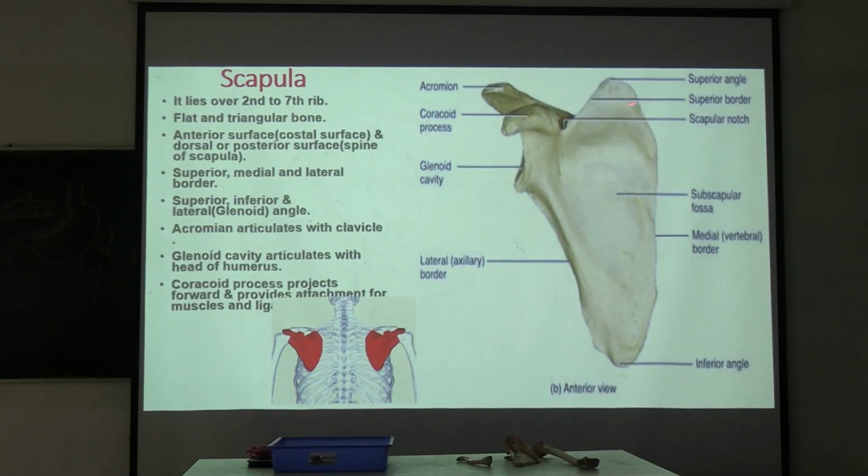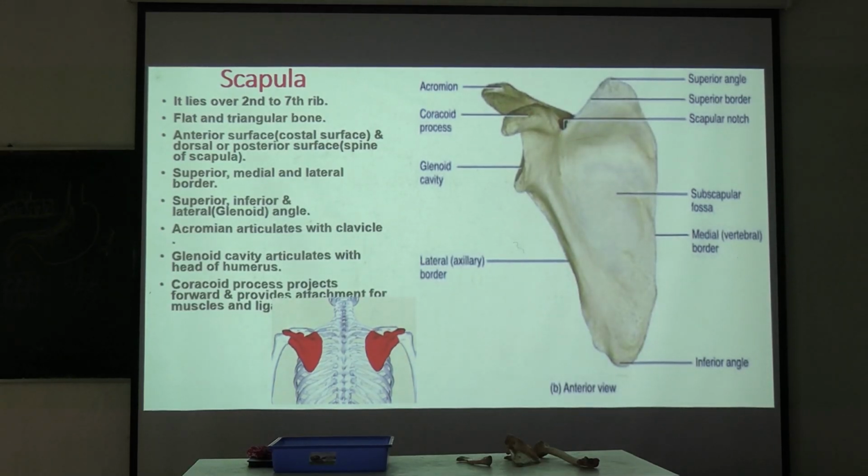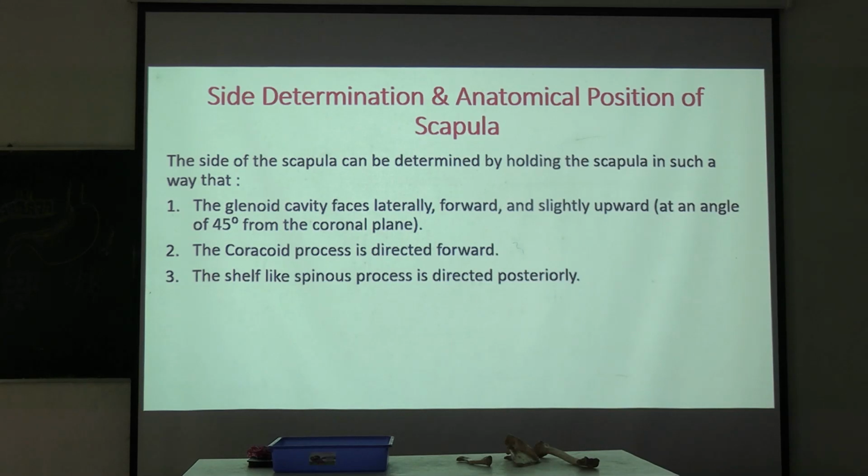Three angles are there: superior angle, lateral angle, and inferior angle. And three processes: the spinous process, acromion process, and coracoid process. And there is a notch near the root of the coracoid process. This is known as the suprascapular notch, and it is bridged by a ligament known as the transverse scapular ligament, which forms it into a foramen.